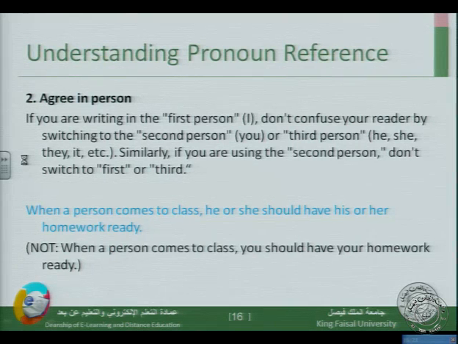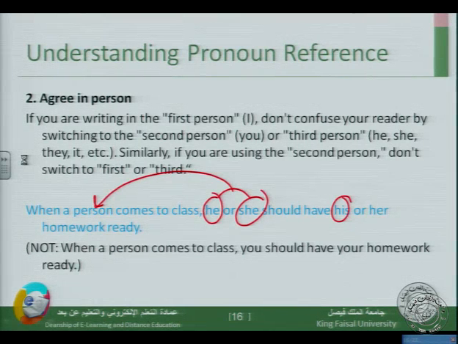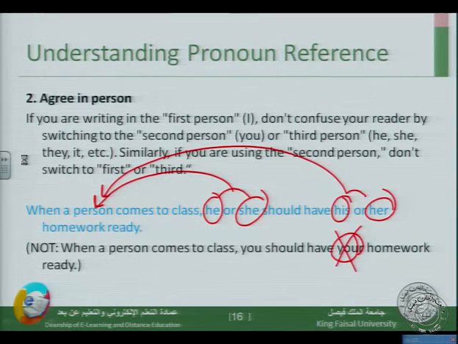The second rule is agree in person. If you're writing in the first person I, do not confuse your reader by switching to the second person you, or third person he or she, they, it, etc. Similarly, if you are using the second person, do not switch to the first or the third. See this example. When a person comes to class, he or she should have his or her homework ready. لاحظوا الآن. How many pronouns? He, she. لمين بيرجعوا؟ the person. The same here. He, his and her. لمين بيرجعوا؟ the person. لكن ما قلنا their أو your. هذه غلط. ما بصير you.